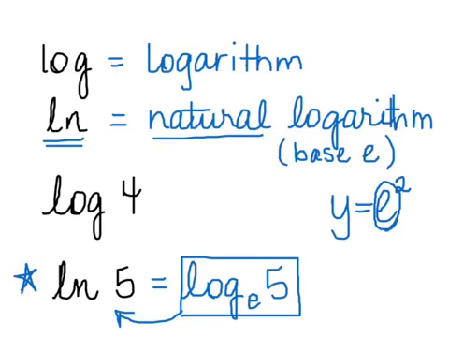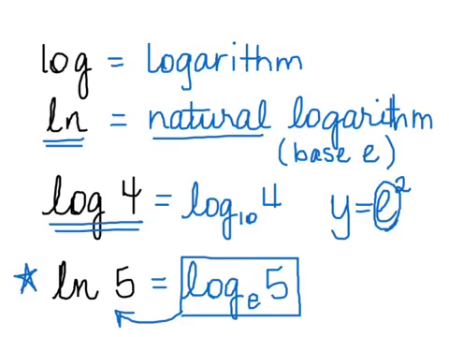Then, if you see a log that does say the word log, but it doesn't have a base, there's one base that's assumed. When it doesn't say what base it is, you assume that it's a log base 10. So this actually means log base 10 of 4. And when it has no base at all, it's an assumed 10.